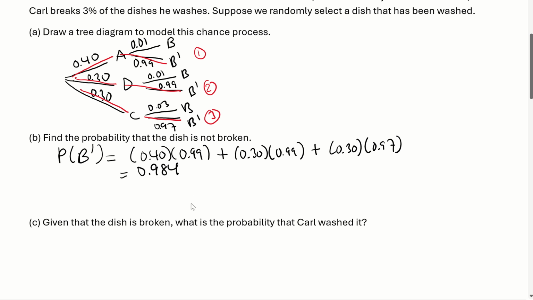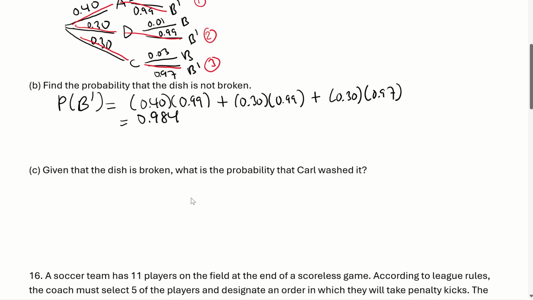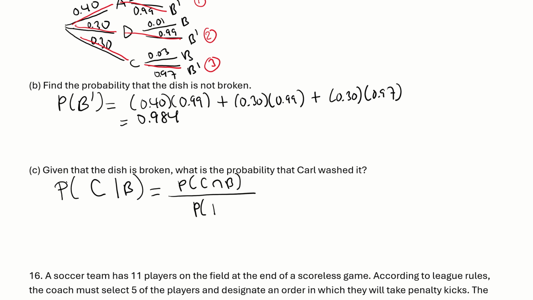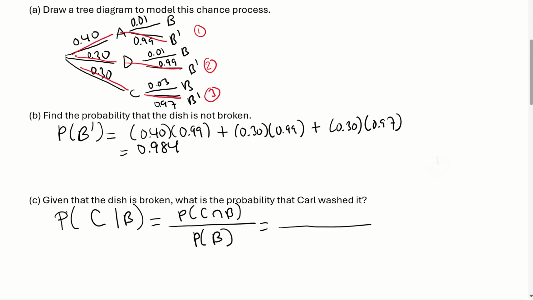All right, and then given that the dish is broken, what is the probability that Carl washed it? Okay, so P of C given B. Remember, the formula for this is the probability of C and B, the probability of both events, divided by the probability of the given event, which is that the dish is broken. Okay, so now let's do the probability of Carl and broken.